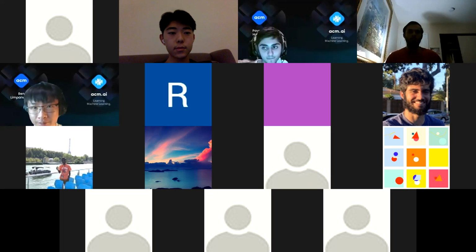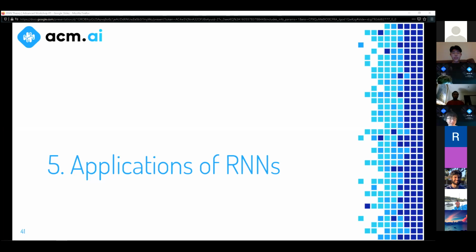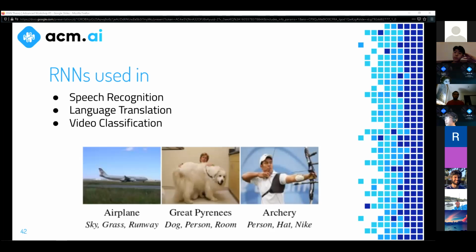Right, so to finish up here, we just want to talk a little bit about the applications of RNNs. We mentioned it a little bit earlier, but let's talk about them again. RNNs can be used in a lot of different situations, but the most common ones are like speech recognition. With audio sequences, that's sequential data, and it's useful to use RNNs for that situation.